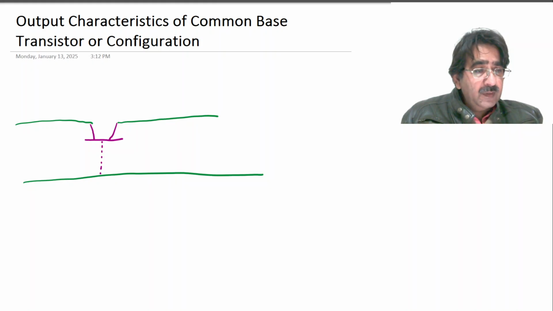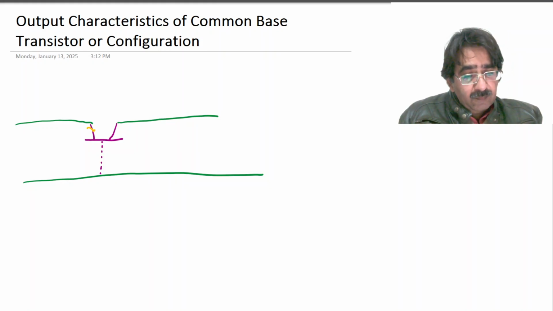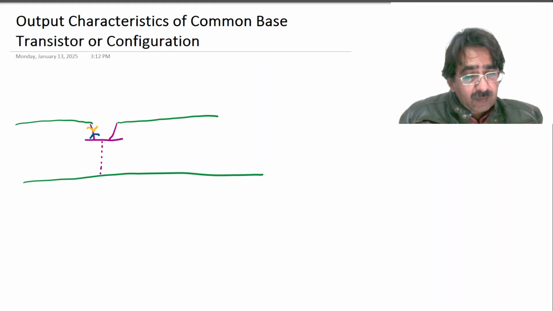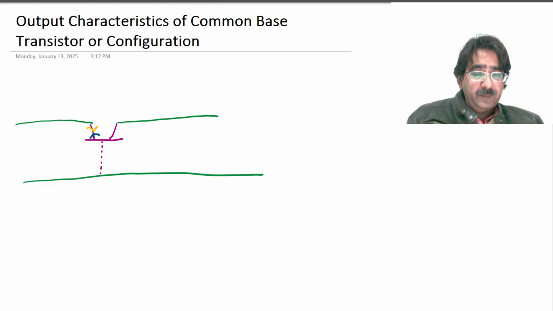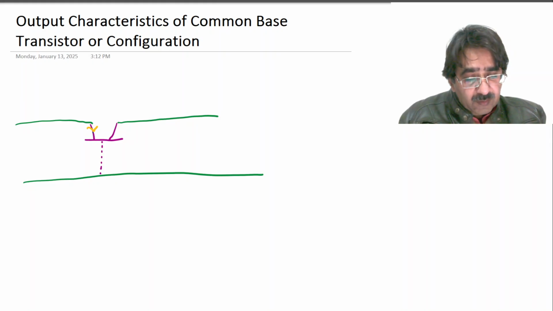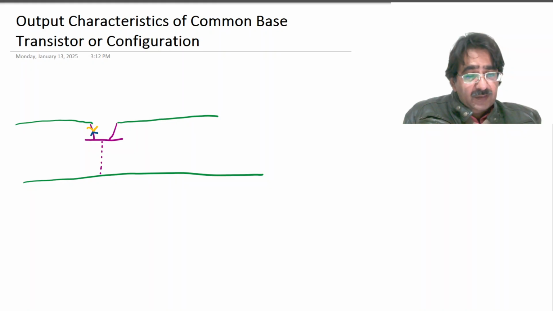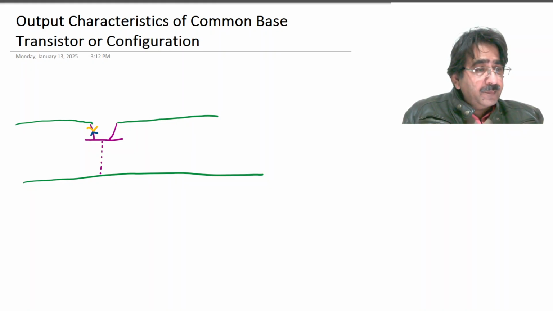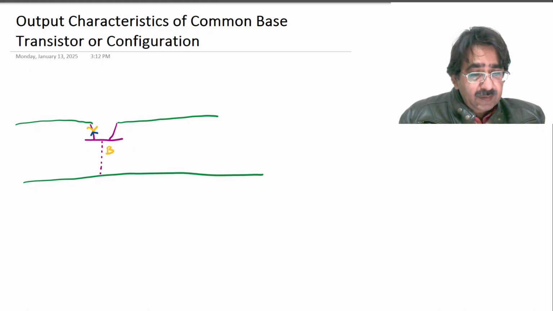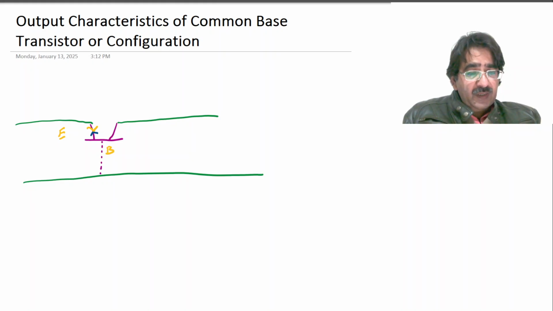This may be a PNP, or if the arrow is away from the base... This is a base. This is an emitter. The arrow represents the emitter, and the terminal without an arrow will be our collector.